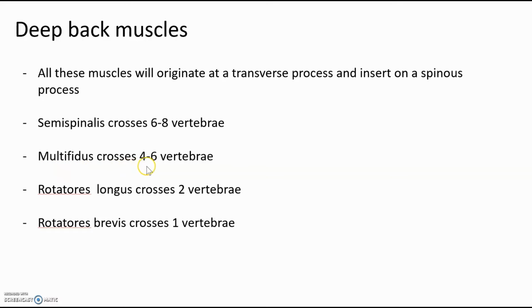will cross 4 to 6 vertebrae. Rotatorius longus will cross 2 vertebrae, and rotatorius brevis will cross 1. So in that mnemonic, sum more ragu, we can say that semispinalis crosses the most, multifidus the second most, and then rotatorius the least. Now let's go to the next picture here.